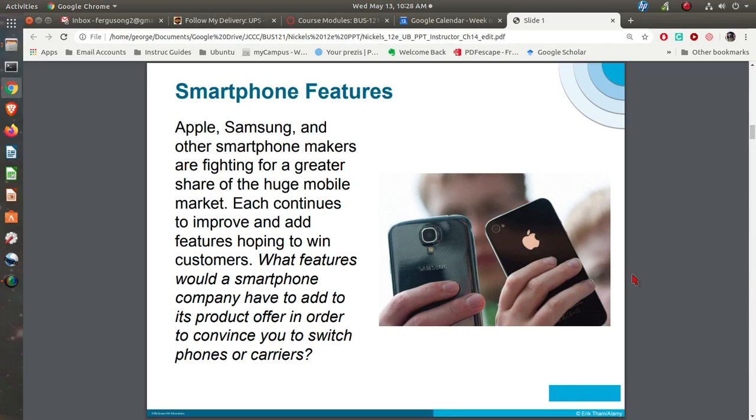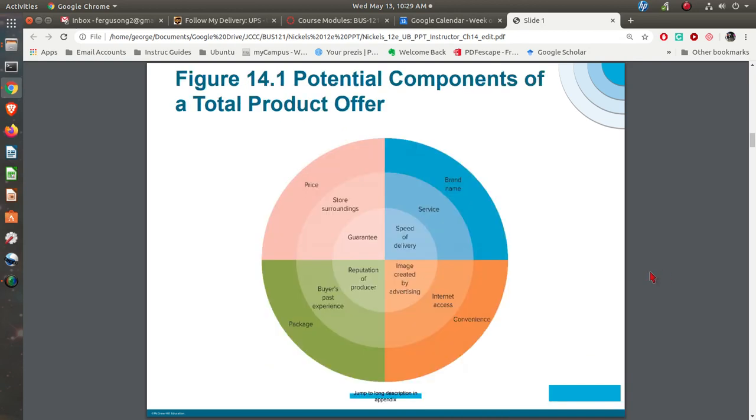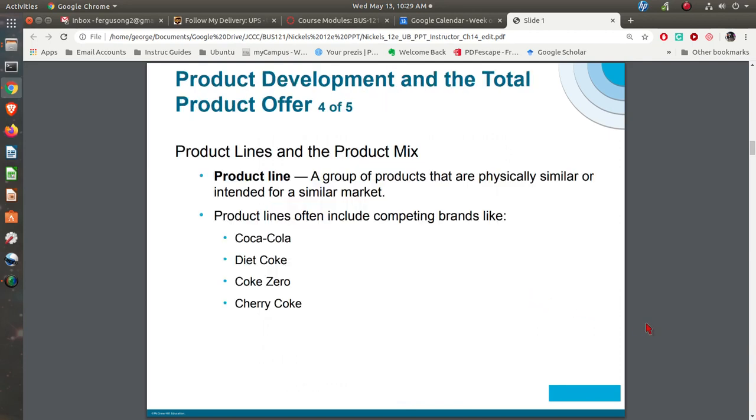One of the ways that companies will try to provide value is adding features. There's a ton of competition right now in the smartphone market as far as adding new and upgraded features to their products. In that total product offer, people are looking at a lot of things. You may have the brand name. They're looking at the price. They're looking at the packaging, how things actually come to them, and the convenience that goes along with it. So there's a lot that goes into that product offer that may give us a leg up as far as our product is concerned.